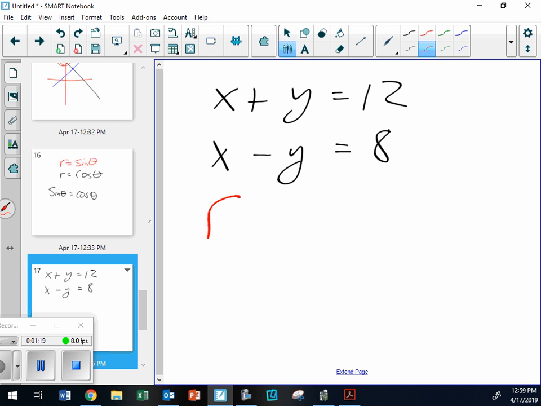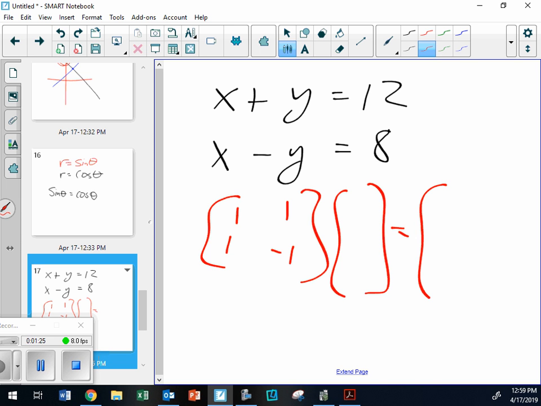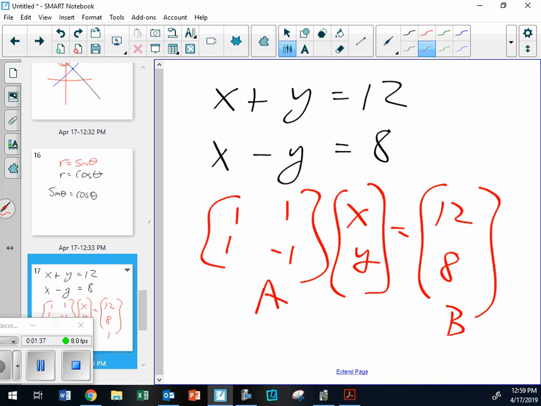And you'd say 1, 1, 1, negative 1. What goes in this one? It's the most confusing one. It's just an x and y. And then the last one would be 12 and 8. We're going to call this matrix A. We're going to call this matrix B. And I hope you know how to put those in the calculator, and then do an inverse strategically to solve.